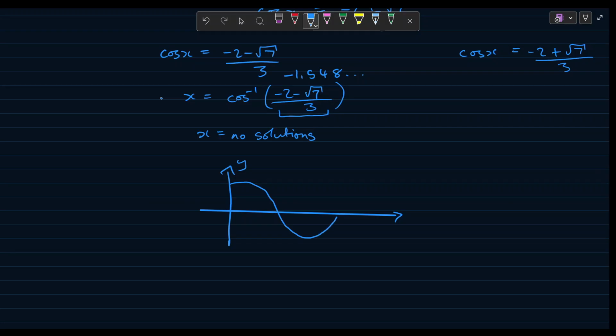The point is we're looking at something like this, and this here is going to be 1, this is going to be negative 1. Let me just extend it downwards a little bit. The point is this line, negative 1.548, is somewhere here. That's negative 1.548. And if we draw a line going through, we can tell that this does not intersect y is equal to cos x. So it means that this equation at the top cannot have any solutions. Because remember, the number of solutions is simply the number of points of intersection.